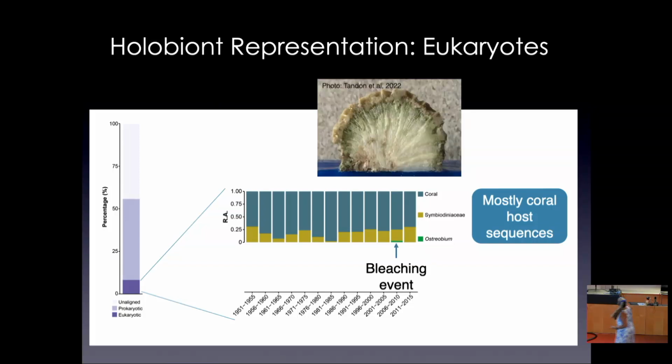So this is Ostrobium. This is a cross-section. This is not Orbicella, it's a different species. You find them all over the world, and that's why this is really cool. And then when the coral whitens, they increase in abundance.